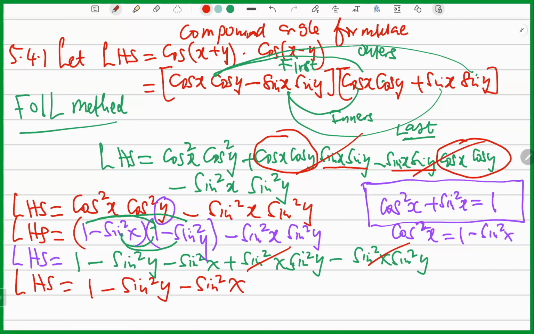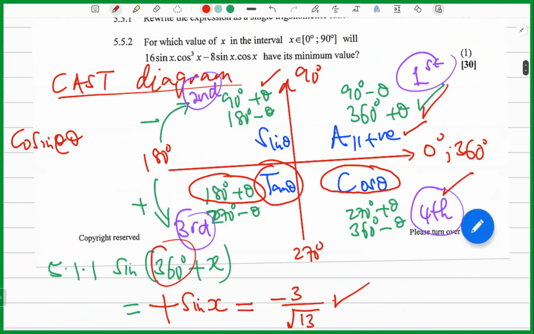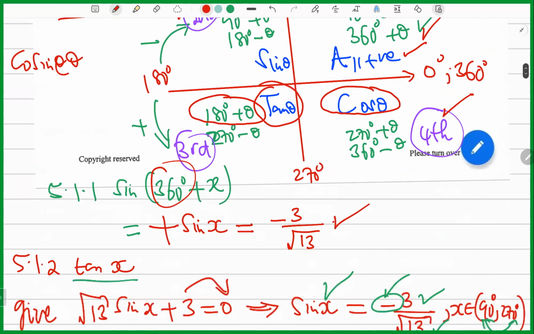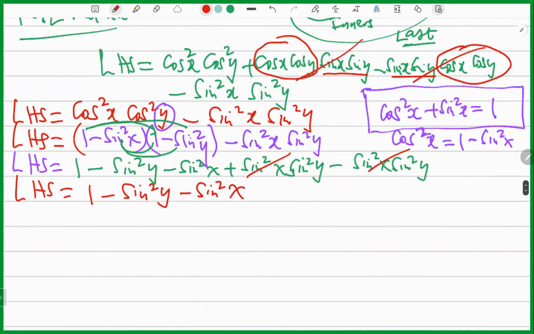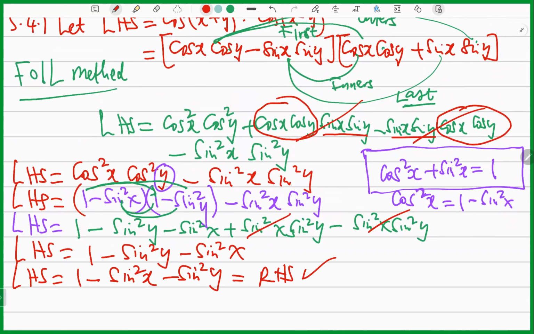Okay, and this is exactly, let's see what the examiners got. They got 1 minus sine squared x minus sine squared y, which is pretty much what we have, just commutativity. They started with sine squared x and then wrote sine squared y. So this left-hand side is 1 minus sine squared x minus sine squared y. It is the right-hand side.